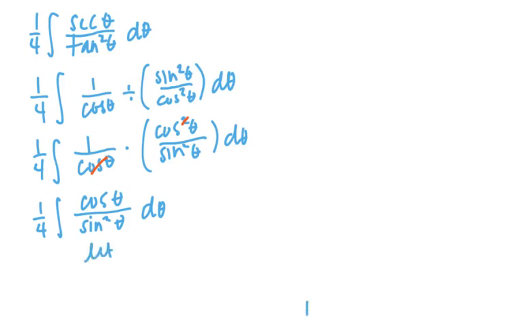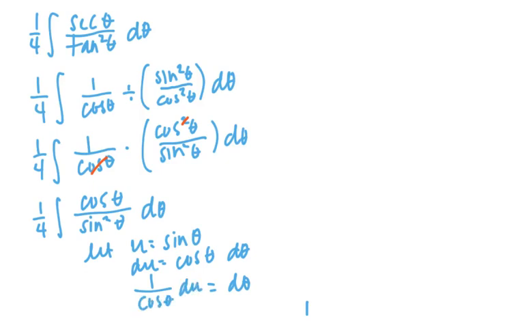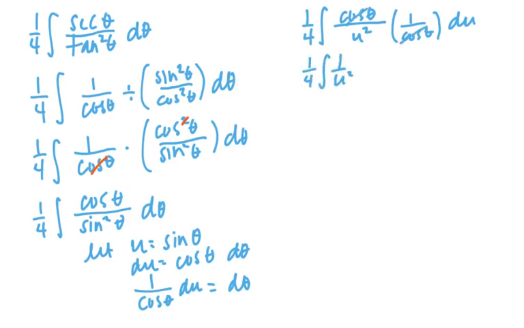So let's try u-sub again. Let's let u equal sine theta. Then du is cosine theta, d theta. So d theta is 1 over cosine theta du. Now that looks like it's going to work out well for us. So we have 1/4 the integral of cosine theta over u squared times 1 over cosine theta du. These cosines cancel, so we end up with 1/4 the integral of 1 over u squared du.